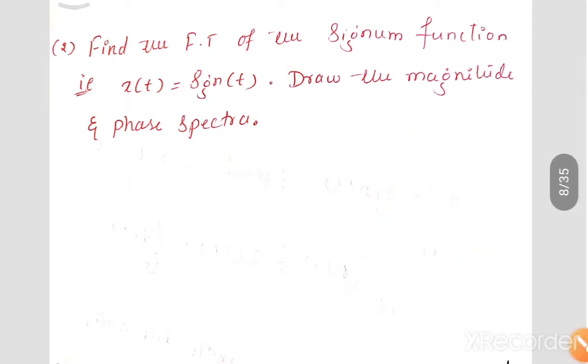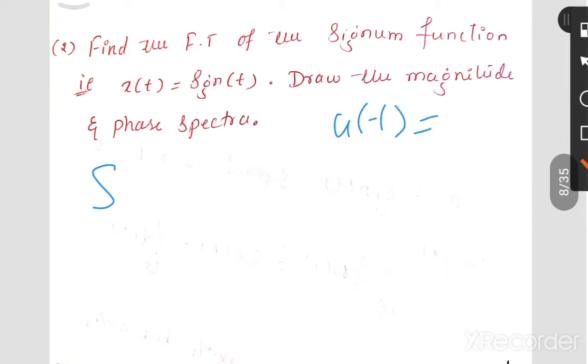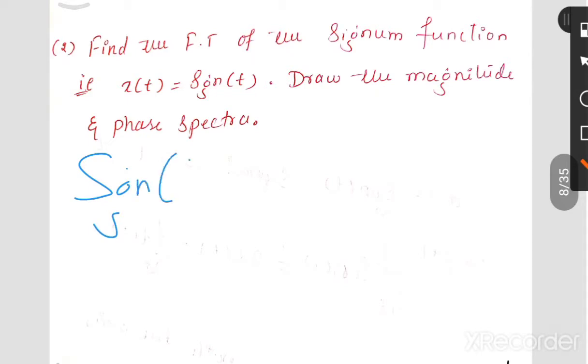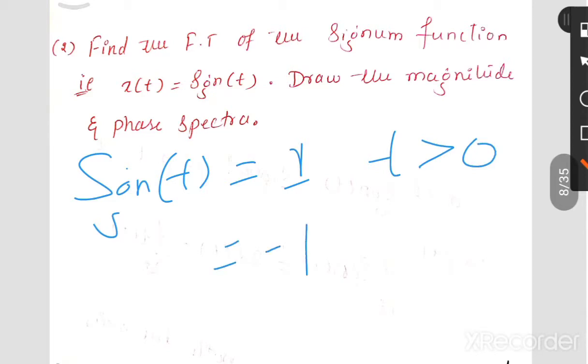which means we can define the signum signal like how we used to define u of t, that is the unit step function. Its value will be 1 where t is greater than or equal to 0 and its value is 0 when t is less than 0. Similarly, this signum signal is defined as: its value is 1 when t is greater than 0 and its value will be minus 1 when t is less than 0. It means at both sides, the positive side as well as the negative side of your graph, this signal will be present.